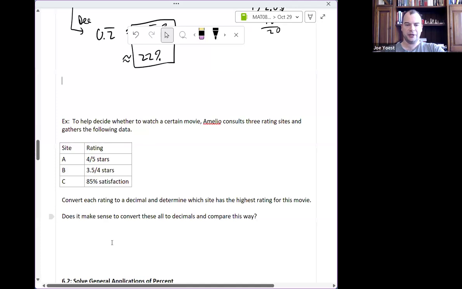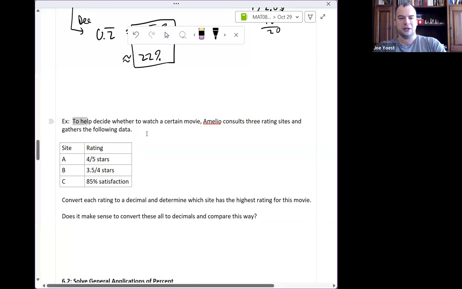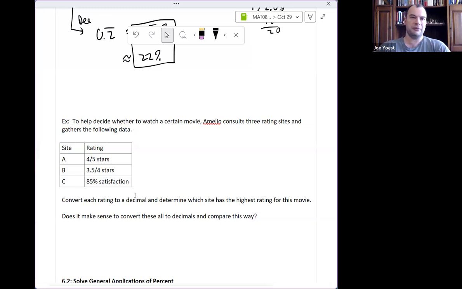All right, let's look at an example here. This is kind of a riff on one of your textbook's questions. I didn't like the textbook question, so we're going to take a look at why I don't like the textbook question. So to help decide whether to watch a certain movie, maybe it's in the theaters and it would cost money to go and watch the movie, or maybe we just don't want to invest 2 hours of our time into a movie that we don't think is going to be enjoyable.